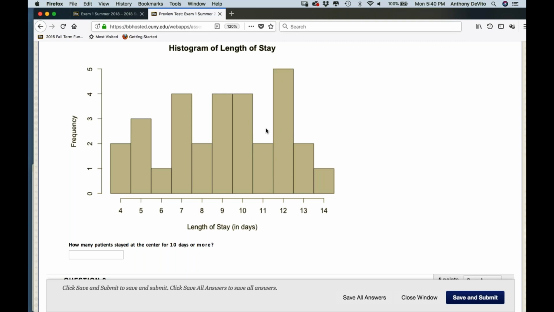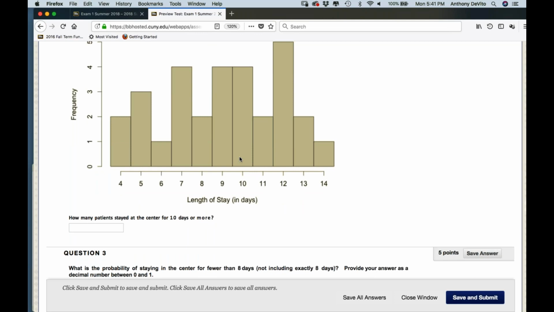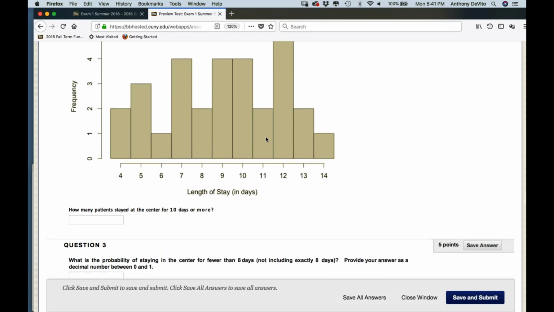And we have 5. What was it, 6? Oh, 5, 11. 2, 4, 2 is 6, and 5 is 11. 13, 14. So I have 14 people that stayed for 10 or more days. Right? I didn't make a mistake there, did I? Good. Okay. So you have 14 people. So I'm going to put in a 14 there.